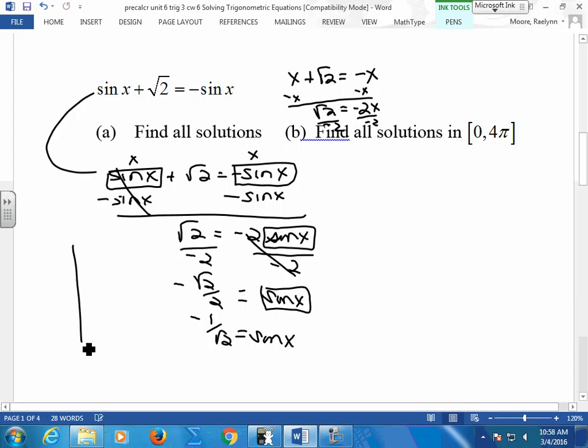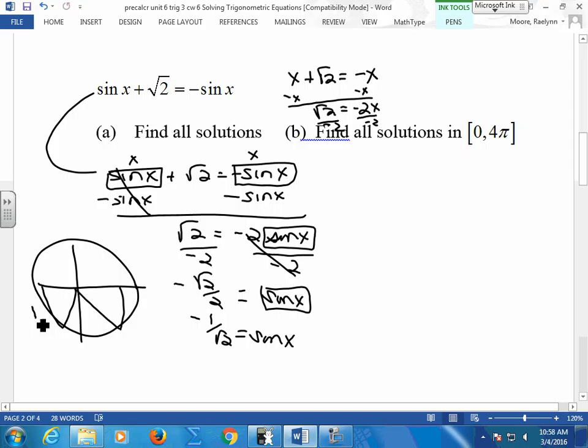So on our 4 quadrants, in our 360 circle, where's sine negative? The 4th quadrant and the 3rd quadrant, wherever y is negative. So let's just fill out one of them.